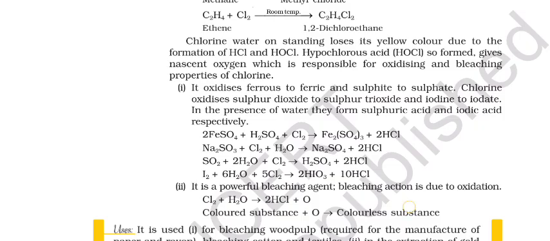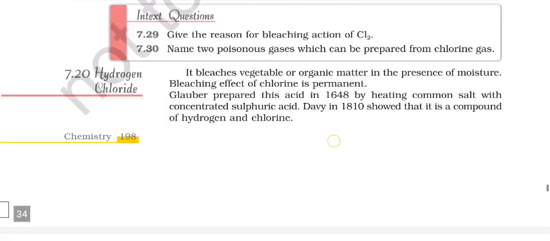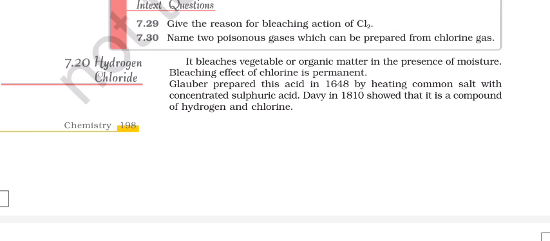It is a powerful bleaching agent. Bleaching action is due to oxidation. Cl2 plus H2O gives 2HCl plus O. Colored substance plus O gives colorless substance. It bleaches vegetable or organic matter in the presence of moisture. The bleaching effect of chlorine is permanent.